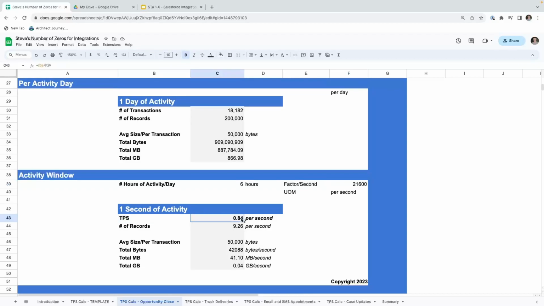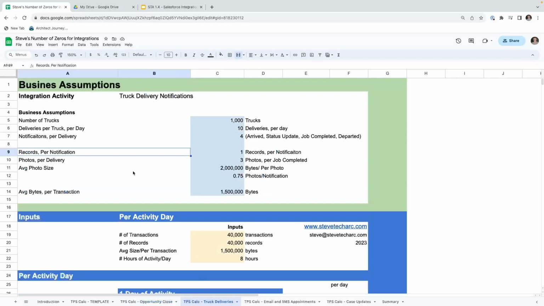We're at 0.84 TPS with approximately 9.26 records. And we can see how many bytes and how many megs we are moving per second. So these numbers, the TPS, records, and average byte size, you could be giving to your integration team to project. Let's take a look at another business requirement.